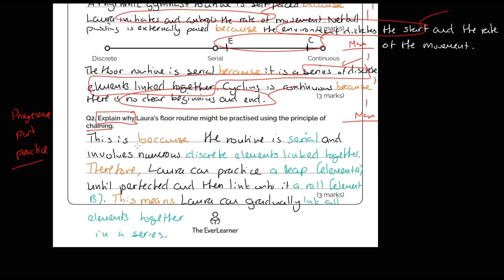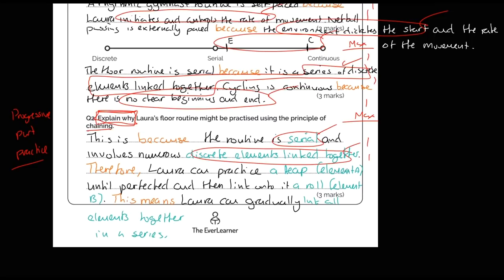So what I've done here is I've put the black text is simply like the filler, if you like. It's the structure. The orange text is my language, which I'm using to explain why, because, therefore, comma, this means. I'm clearly explaining why. And the green is effectively the correct answer. So this is because the routine is serial. So we use chaining. Why? Because the routine is serial and involves numerous discrete elements linked together. So now I'm actually stating what serial means.